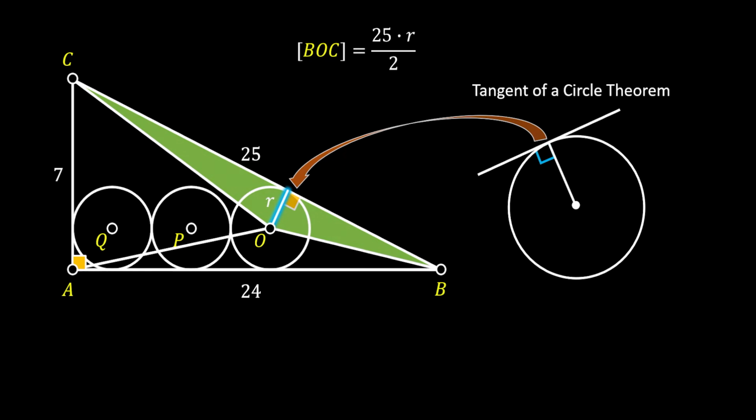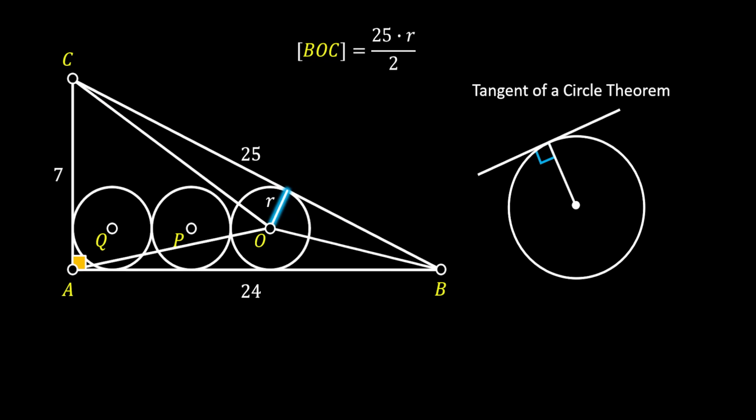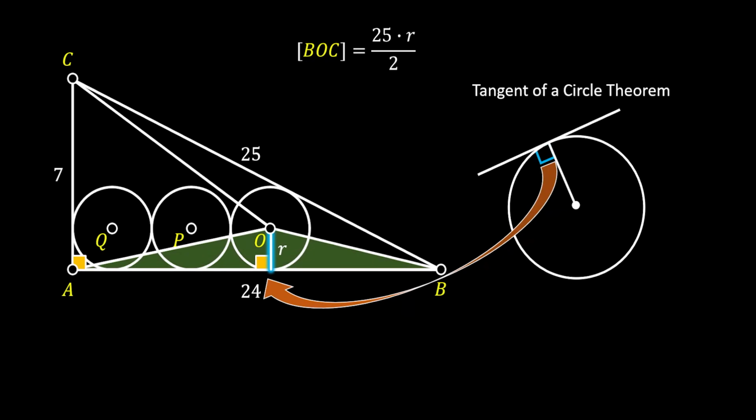Great, so now let's simplify our image and let's rotate our radius once again, but this time vertically down. And now we can again use the tangent of a circle theorem, since you can notice that the line AB is now tangent to our circle. So this means that our radius must be perpendicular to the line AB. Again, let's notice another triangle. This time the triangle AOB, and using the same logic we can write down the area of this triangle as the product of its base of 24 and the height of R over 2.